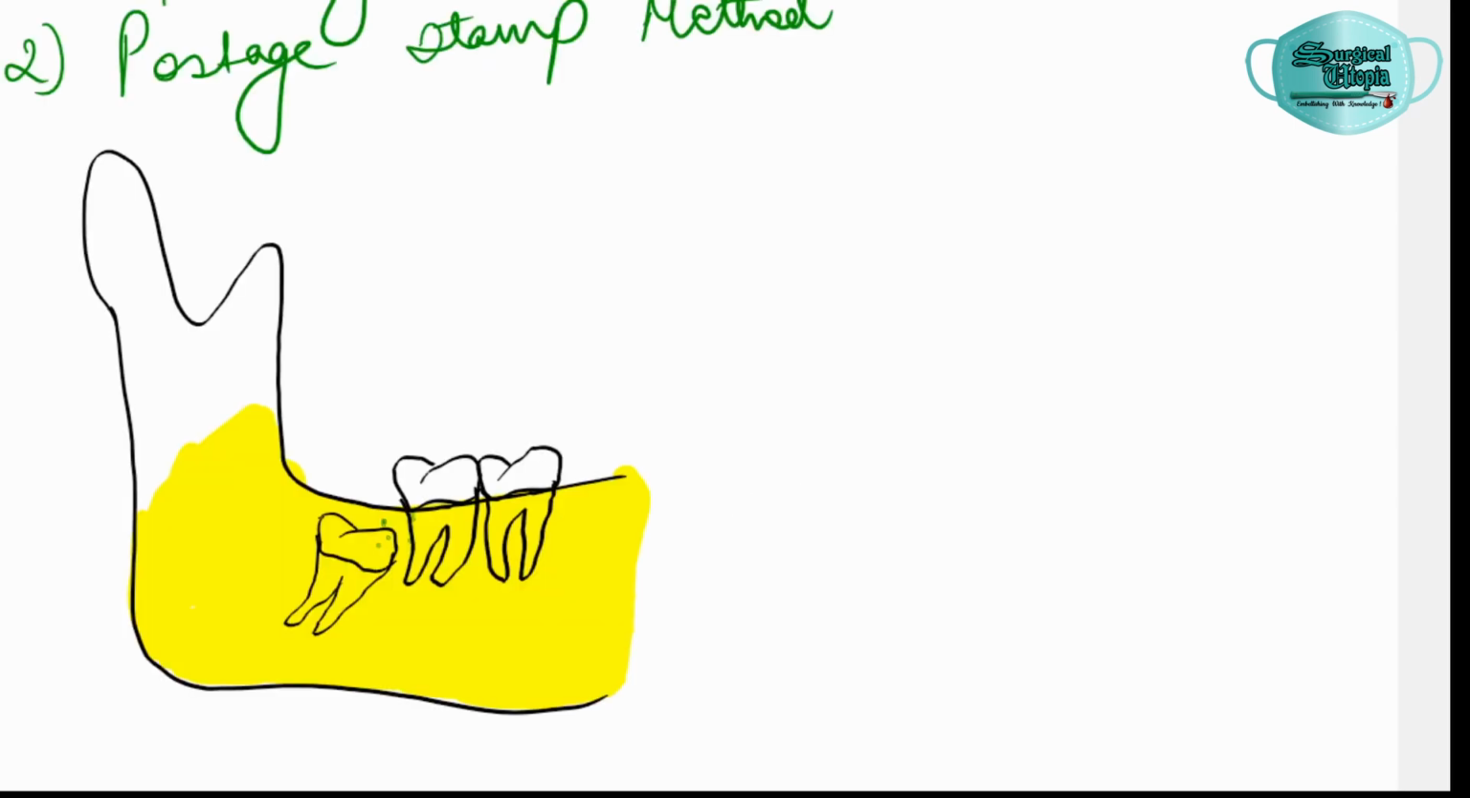Next, coming to the postage stamp method, in this, small holes will be made around the margin of the bone that has to be removed. All these holes will be connected through the burr and an adequate amount of bone will be removed, following which elevators will be placed on the mesial end or the mesial purchase point in order to elevate the tooth.